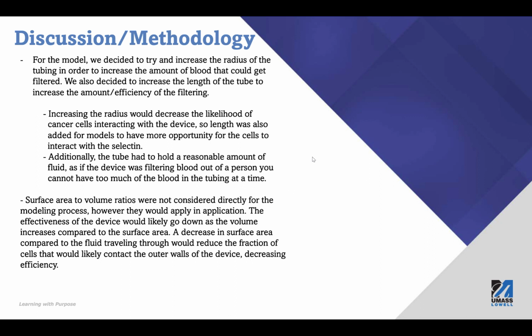Additionally, there are general parameters that you have to use if you're applying it to a person. The tube has to hold a reasonable amount of fluid. You cannot put more blood into the tube than you have in a person, because then there'd be no blood in the person. And you cannot have the blood at too high of a pressure, because you don't want it hurting the patient as it goes back in if you were to apply it to a person. Basically, you can't have the flow rate going too high.